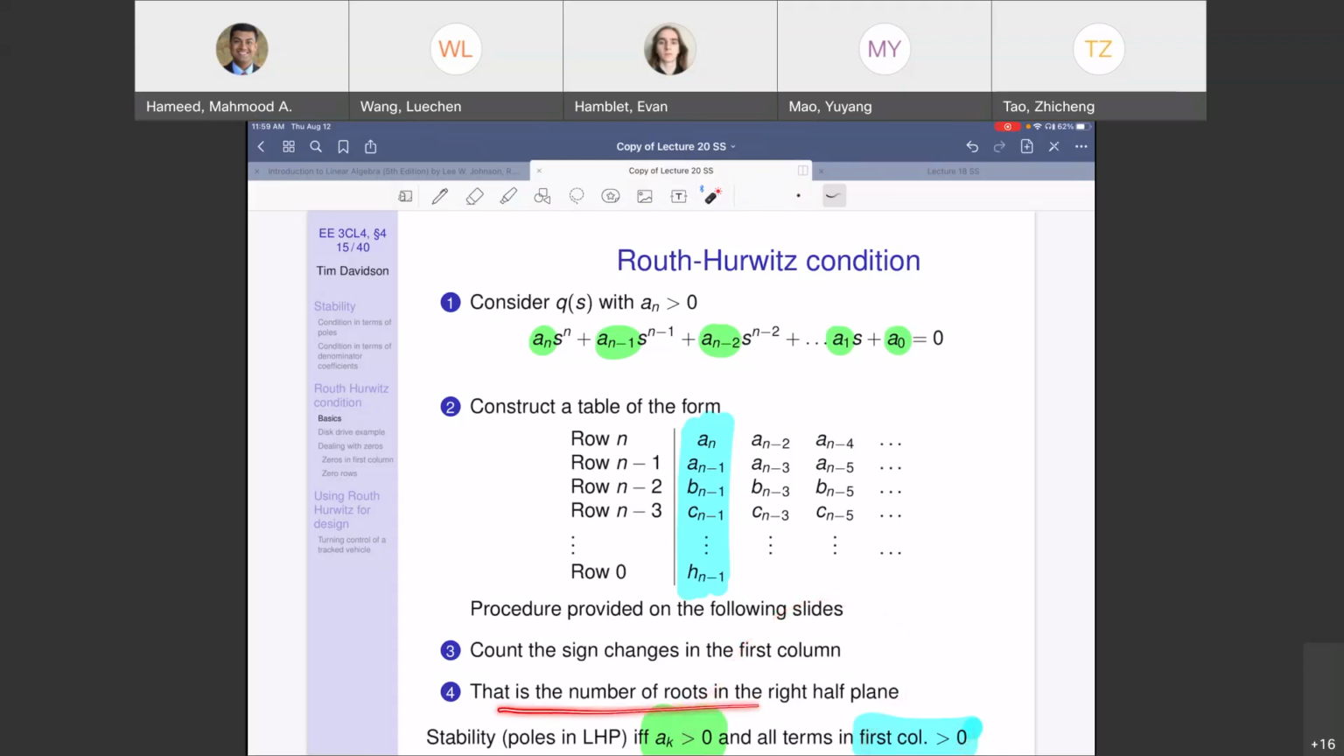And like I also said, if there is a sign change, then the number of sign changes in the first column will actually tell me the number of poles in the right half. So if half of them are positive, half of them are negative, there's one pole in the right half plane, making the system unstable.